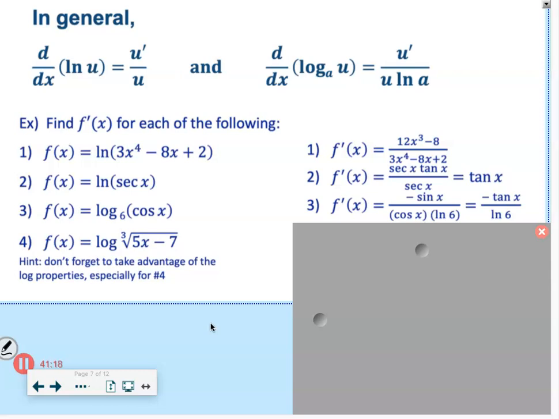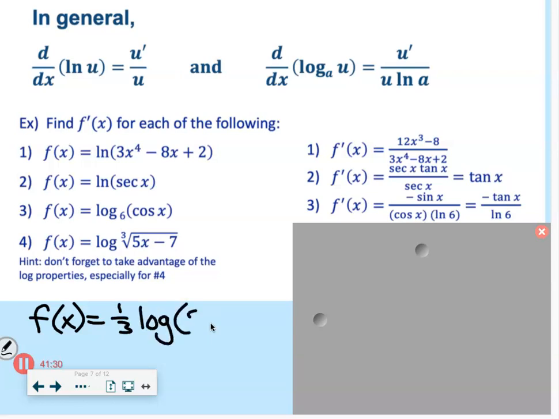So if you just rewrite your f of x for this guy as, what's the exponent? 1/3, it's a cube root, 1/3 times the log of 5x minus 7. I didn't give you a base. What's the base? 10, right? LOG is called the common log, and it's base 10. So, all right, now this is super easy, right?